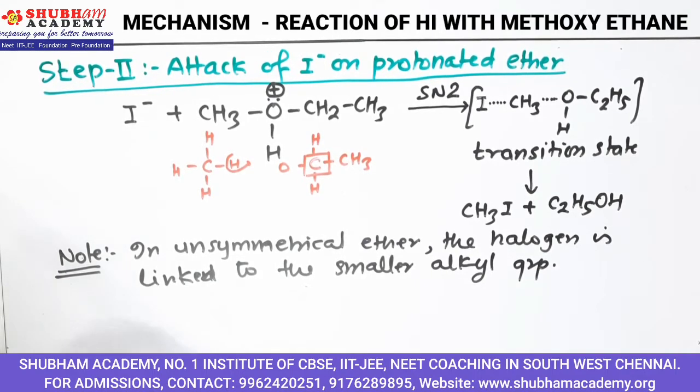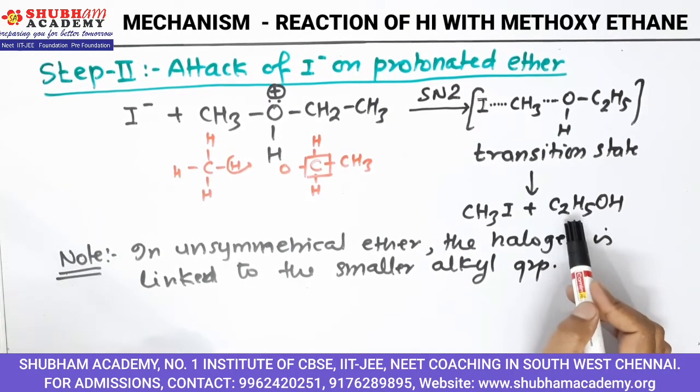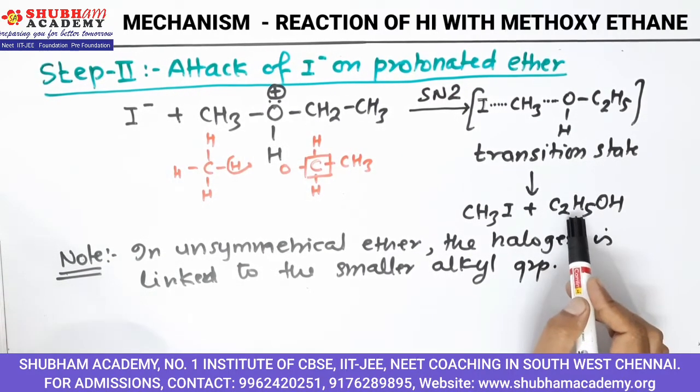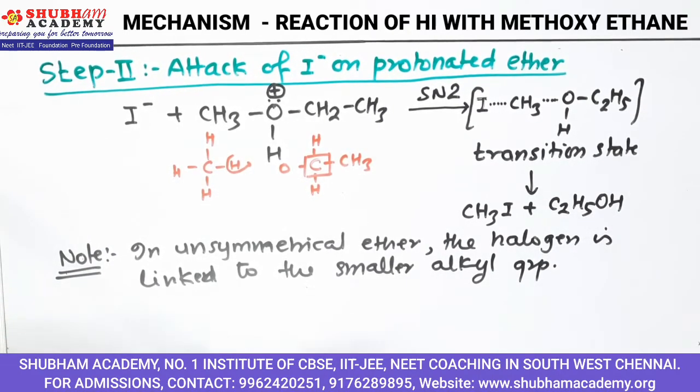Now, if this HI is present in excess, right, if the HI which you have taken at the beginning, if it is present in excess and the reaction is carried out at high temperature, okay, then what will happen? This ethanol which is formed will further react with one more molecule of HI and it is converted into ethyl iodide, right. So, that we will see as the third step. That step will come only when HI is in excess, right. So, we will see the third step now.